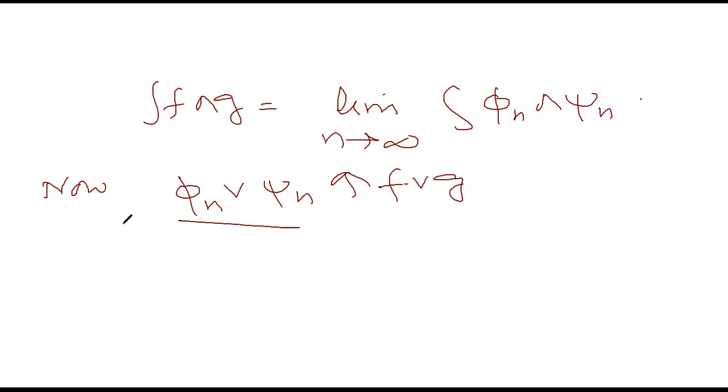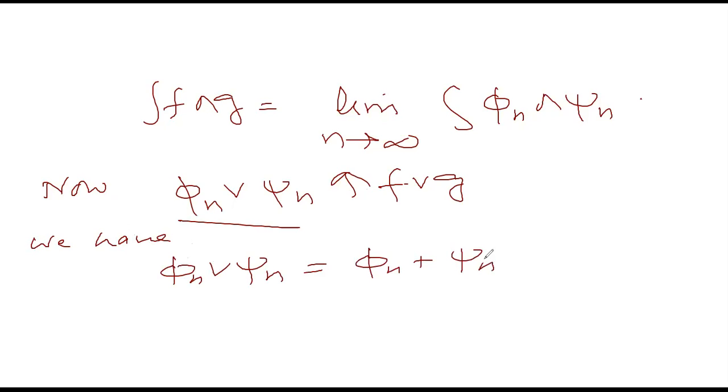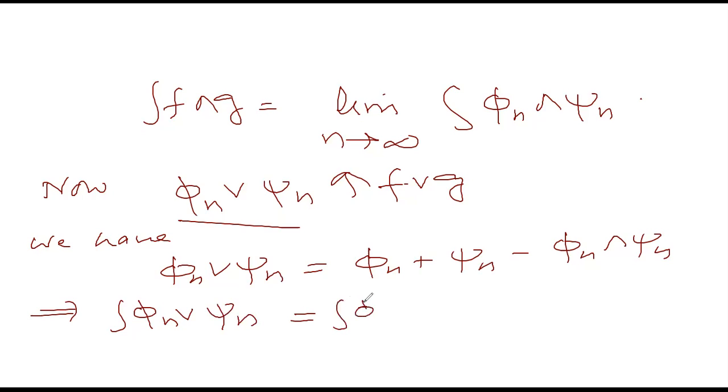For this we have the following identity. This phi n join psi n is equal to phi n plus psi n minus phi n meet psi n. So what's the integral now? Let's apply the integral on both sides. They are all step functions, so we can separate the integrals, which we have already done. This is equal to integral of phi n plus integral of psi n minus integral of phi n meet psi n.